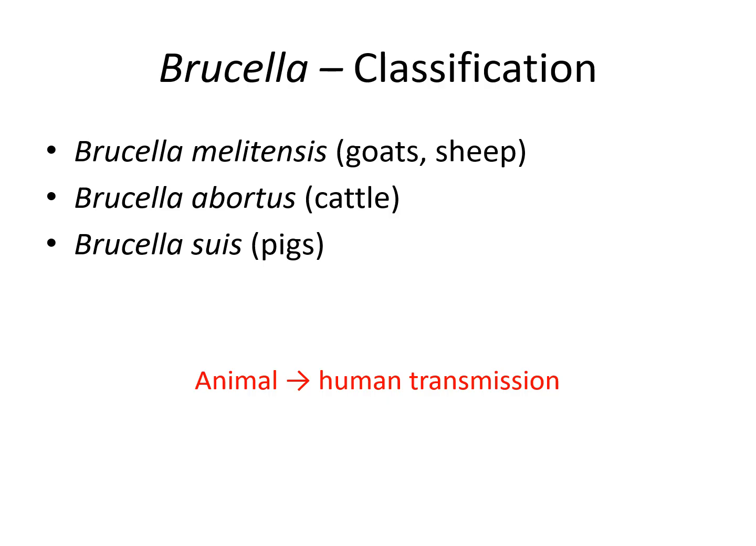Moving on to classification. There are three main species that are pathogenic to humans, and they are typically associated with specific animal hosts. Brucella melitensis is found in goats and sheep and is considered the most virulent. Brucella abortus is associated with cattle, and Brucella suis is found in pigs. In all cases, transmission is from these animals to humans.